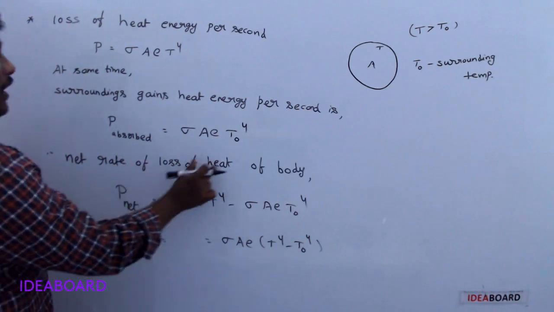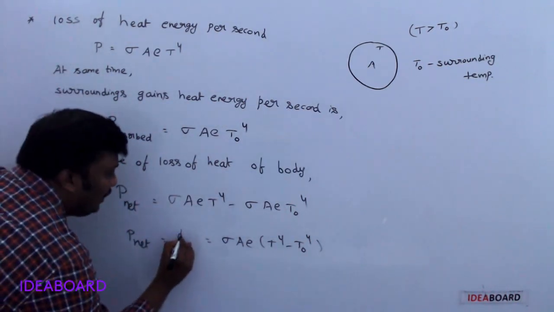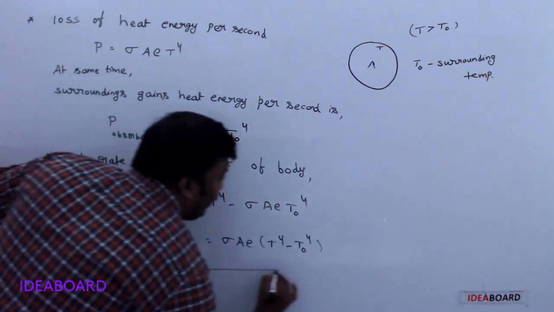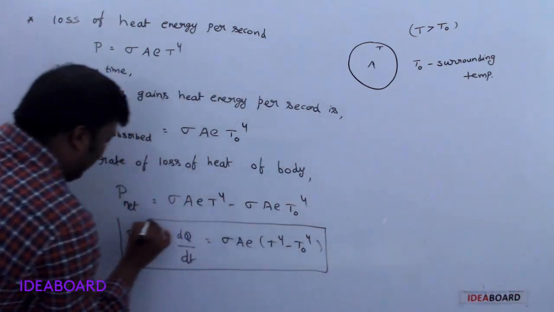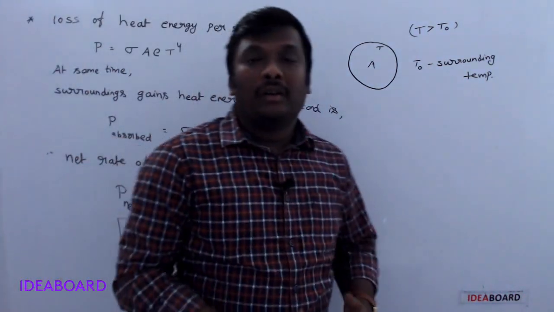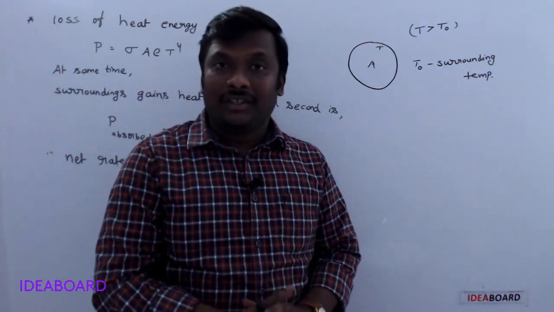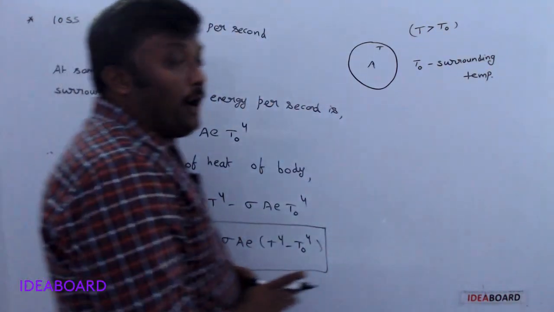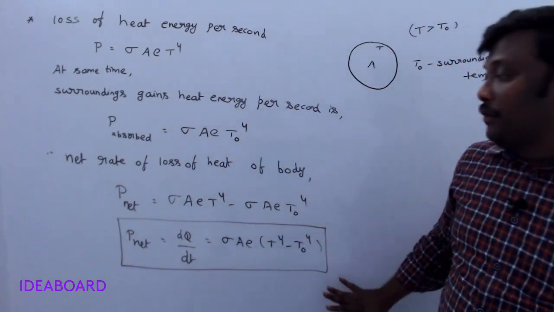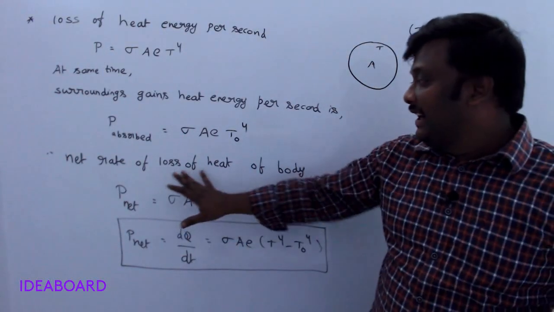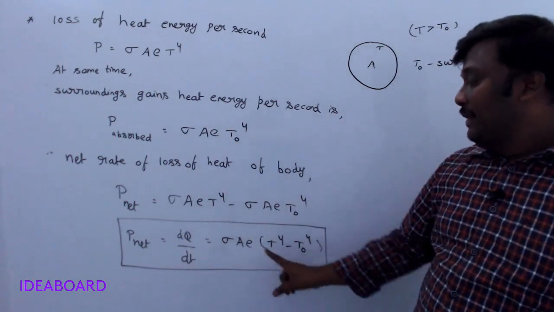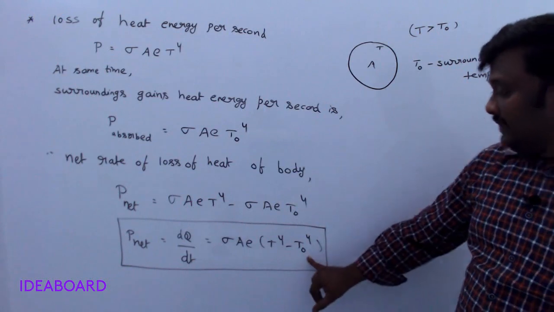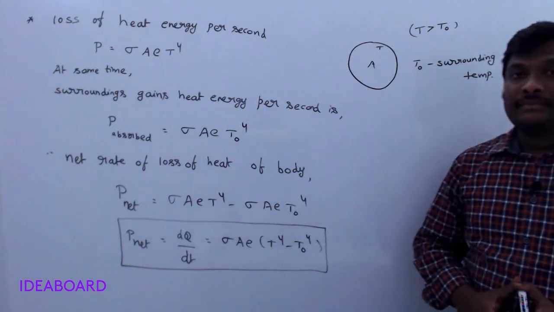So we said rate of loss of heat. Rate is nothing but dq by dt. So anywhere if they ask rate of loss of heat in terms of body and surrounding temperatures, you may use this formula. For objective point of view, this formula is very important. The net rate of loss of heat formula is sigma AE into T power 4 minus T naught power 4. T naught is the surrounding temperature.